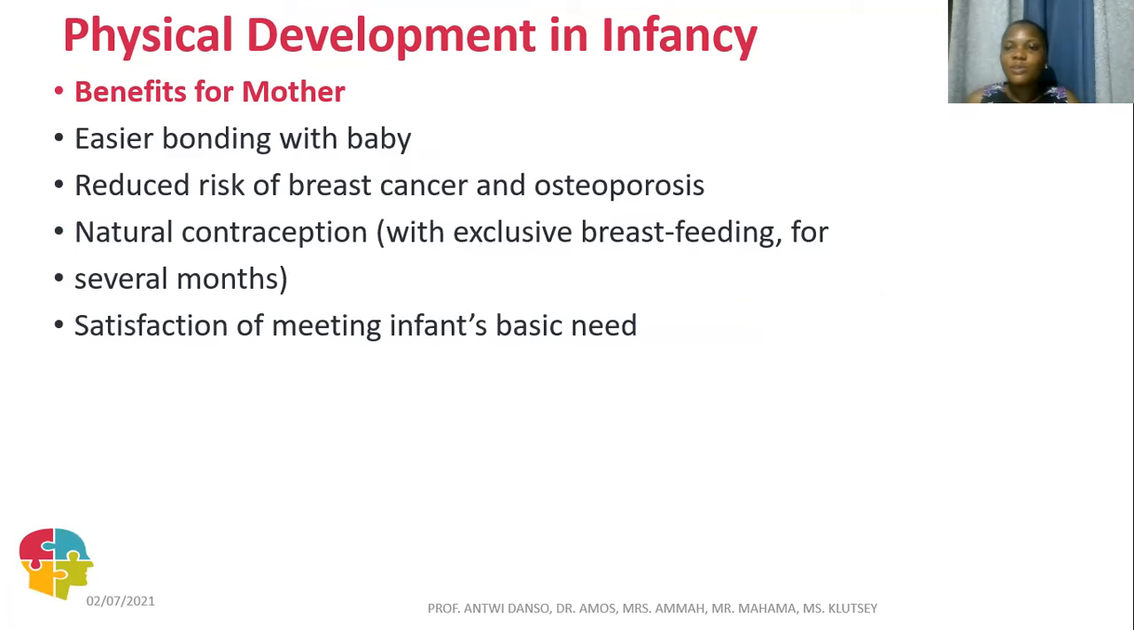And so the bonding between the mother and the child is strong. It also reduces the risk of cancer. Children are not able to get cancer and osteoporosis. It is also a natural contraception, because once you are breastfeeding, sometimes it is difficult for you to conceive again. But this does not apply to everyone, because there are some people who, even a few months after they are delivered, can still get pregnant again.